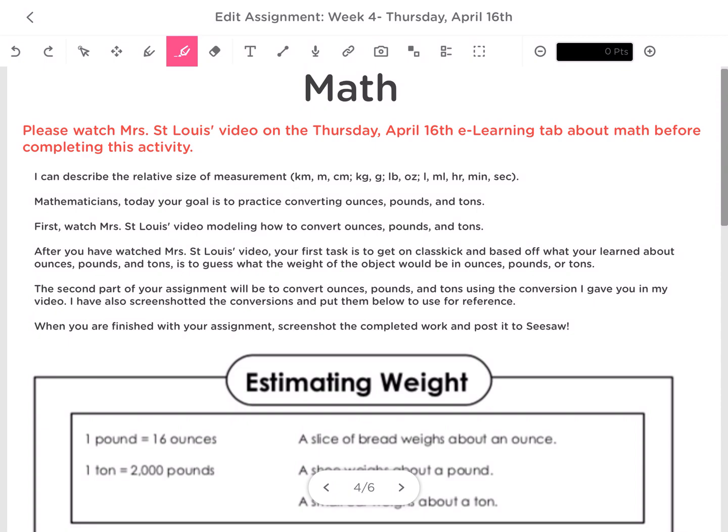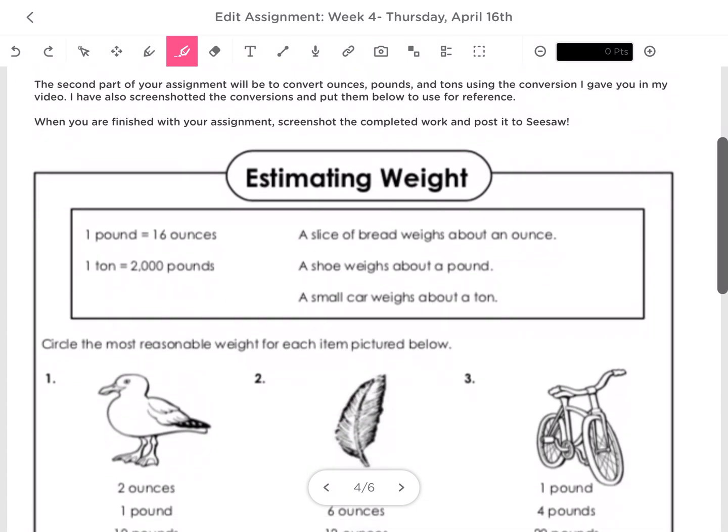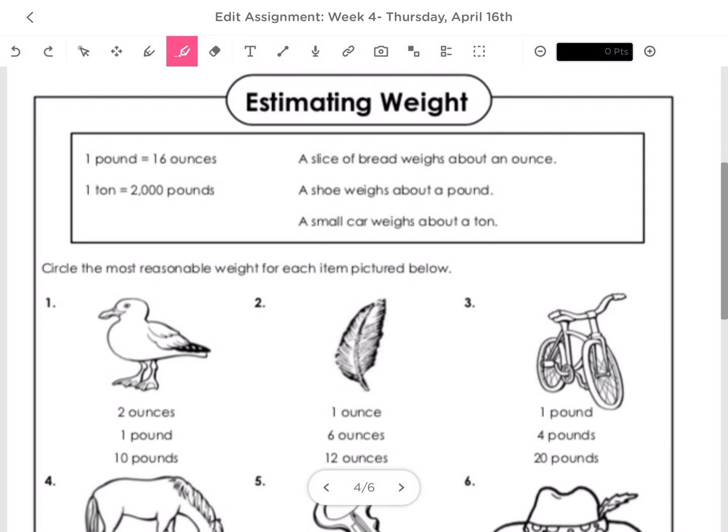The first part of our assignment is sort of like yesterday. You're going to choose which weight measurement is going to be best for the picture that is posted. So you're going to give the most reasonable. Up here, you see our conversions for today. For every pound, there are 16 ounces. And for 1 ton, that equals 2,000 pounds.